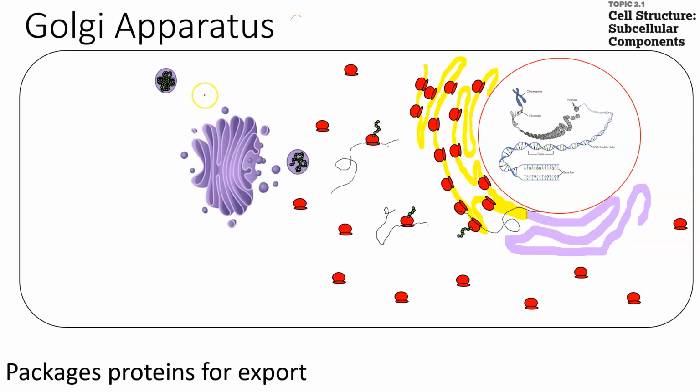Okay, the Golgi apparatus. You've probably seen this and heard this described as the flat stack of pancakes. This helps to package proteins, typically for export. So once these proteins are made, they typically enter these little vesicles.